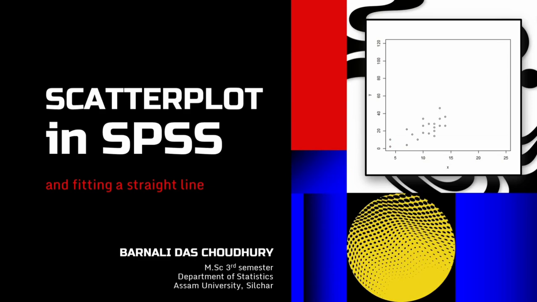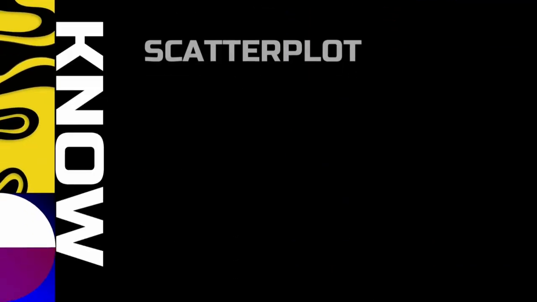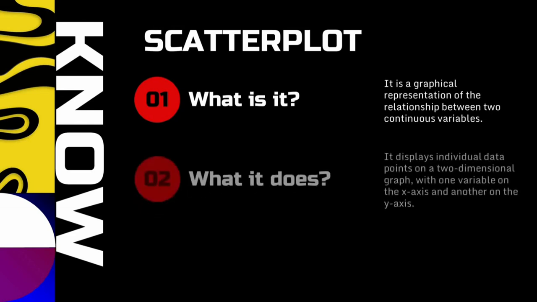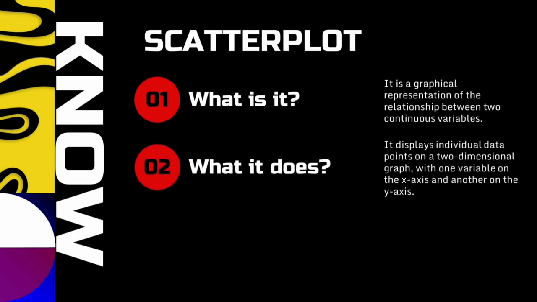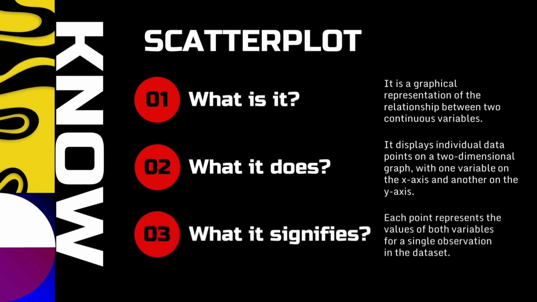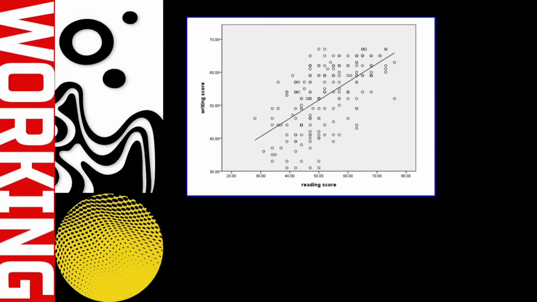So, let us know first about scatterplot. What is scatterplot? It is a graphical representation of the relationship between two continuous variables. It displays individual data points on a two-dimensional graph with one variable on the x-axis and another on the y-axis. Each point represents the value of both variables for a single observation in the dataset. Now let's take an example and see its working.